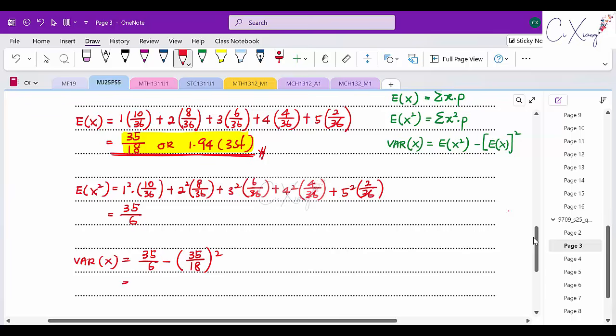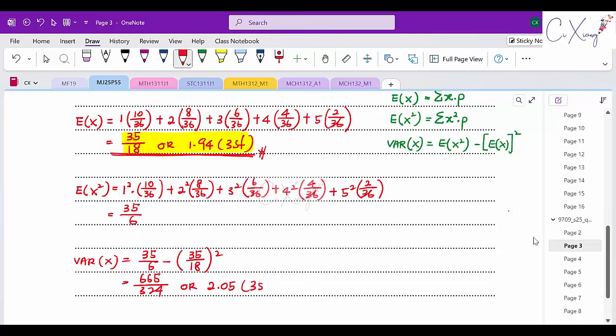Okay, and what do we get here is we will be getting Var(X) equals to 665 over 324 in the fraction form. If you don't like this, then you can correct it to 3 significant figures, which is 2.05. And this is the value for the variance of X.